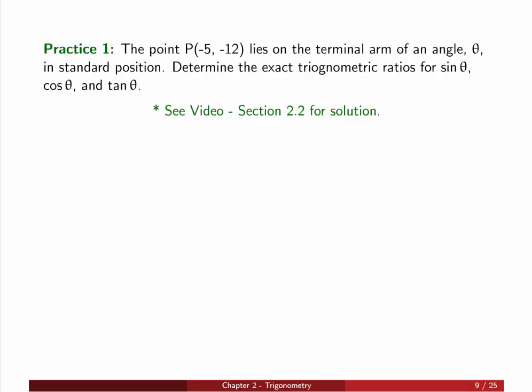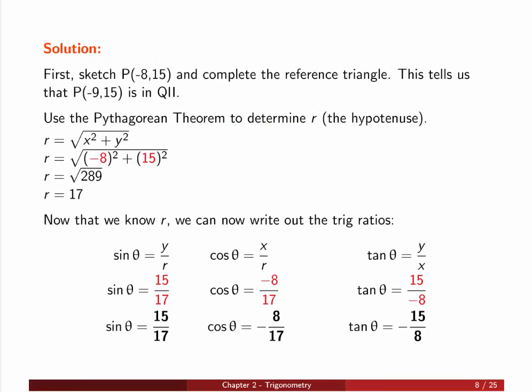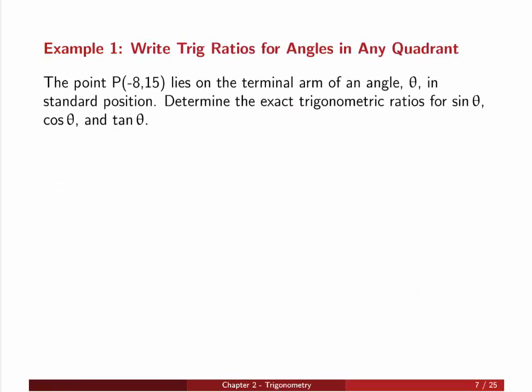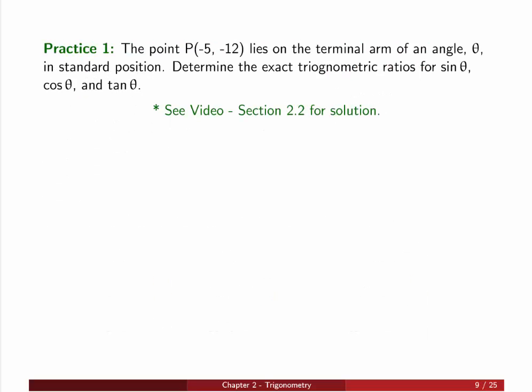Okay, looking at example 1, the solutions in your notes, let's do a practice problem associated with that example. The title of this is essentially: write the trig ratios for angles in any quadrant. Very applicable. The point (-5, -12) lies on the terminal arm of an angle in standard position. Determine the exact trigonometric ratios for sine, cos, and tangent.